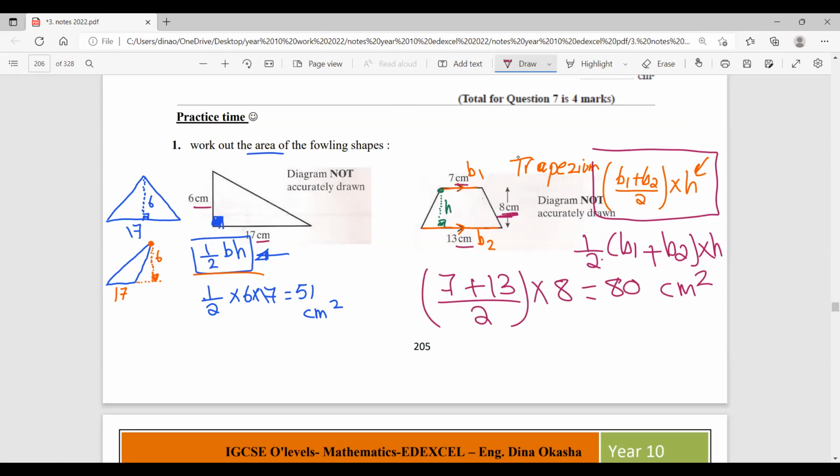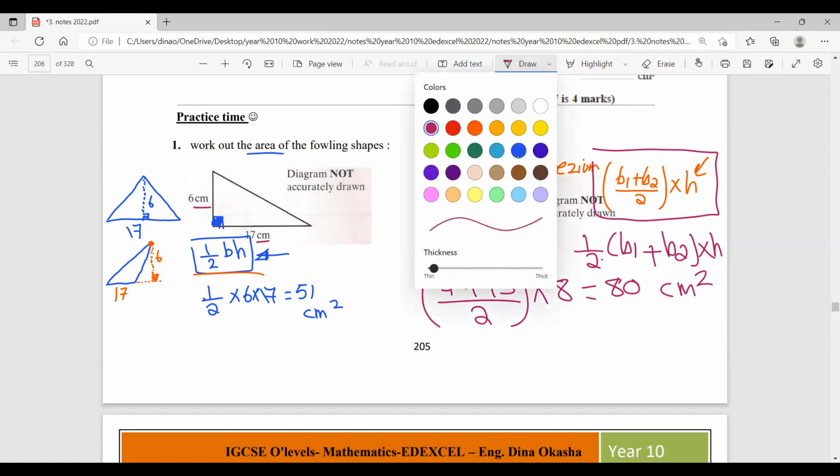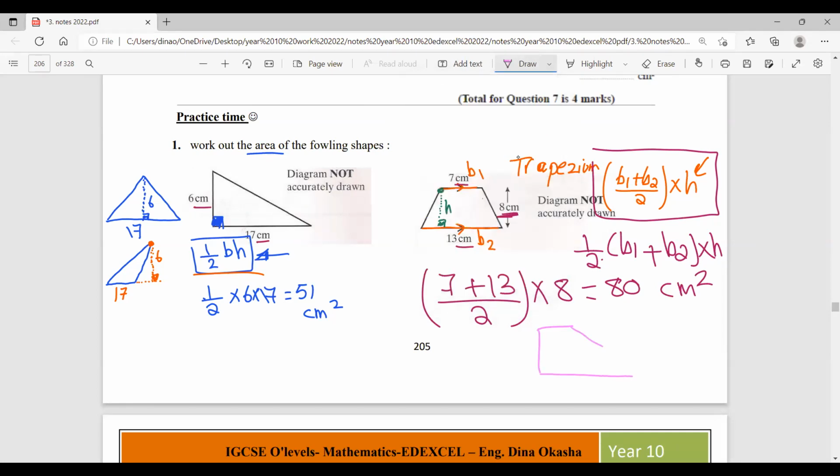الترابيزيوم ممكن يجي بشكل مختلف. يعني how can I get a trapezium question? The trapezium could look like this in certain questions. يعني ممكن يجيب لي trapezium كده بالشكل ده. تمام؟ فهيبقى عندي ده base 1 وده base 2. So best to remember what is the trapezium. A trapezium is a four-sided shape in which two sides only are parallel.